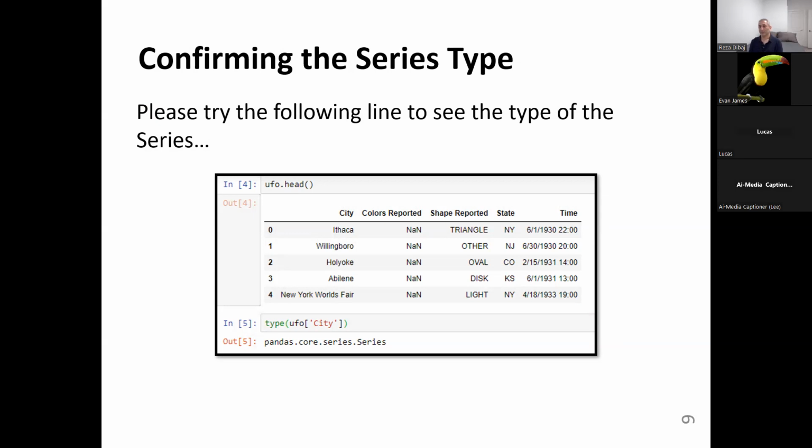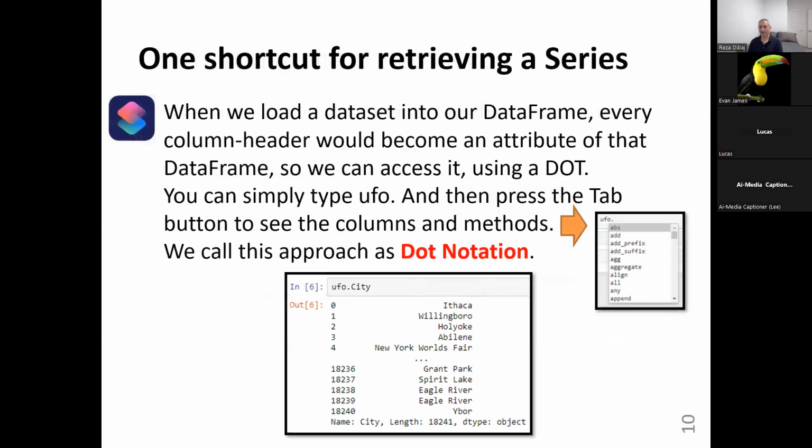Okay. And now I want you to try one thing. Instead of saying UFO brackets, which we call bracket notation, please type UFO.city and see if you get the same result. I'm not sure, but if you get the same result, please give me the second high five, type 5. Lovely. Excellent. Bravo.